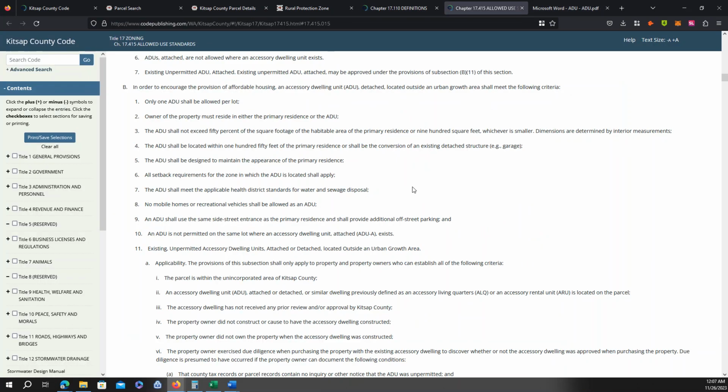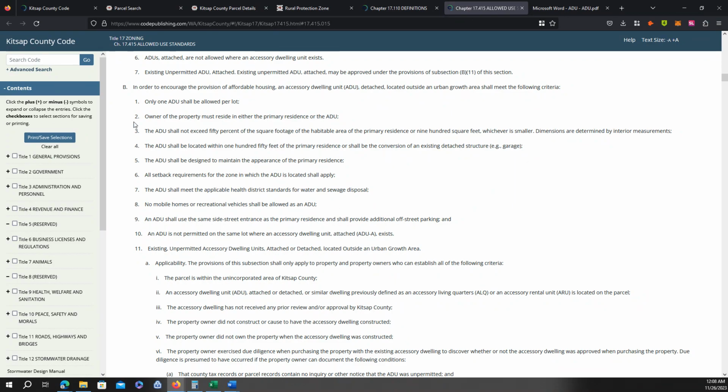Okay. In order to encourage provisions for affordable housing, an accessory dwelling unit detached located outside an urban growth area shall meet the following criteria. Again, it shall meet the following criteria. So all of this criteria, as far as I know, needs to be met in order for it to be conditionally allowed. You may want to talk with the county if you think you have some sort of extenuating circumstance that you need to navigate. But generally speaking, all of these criteria need to be met.